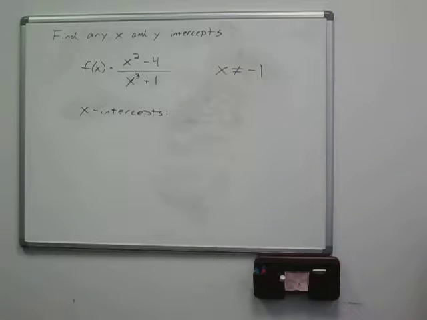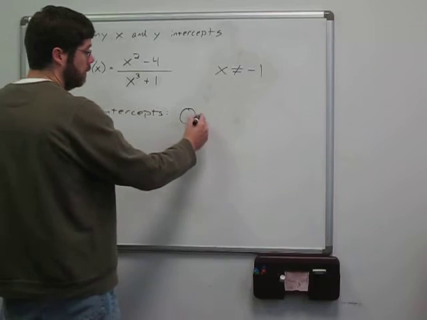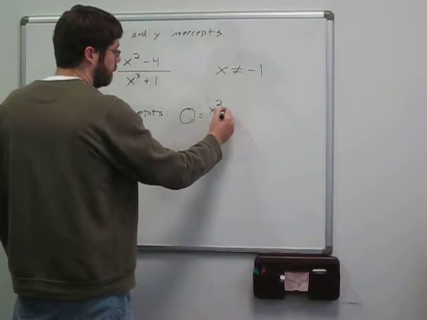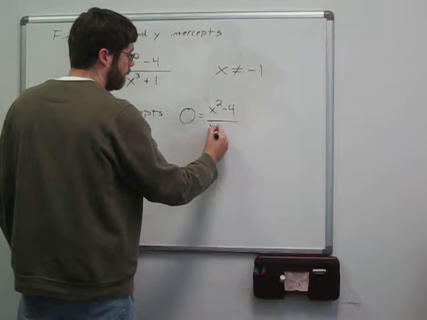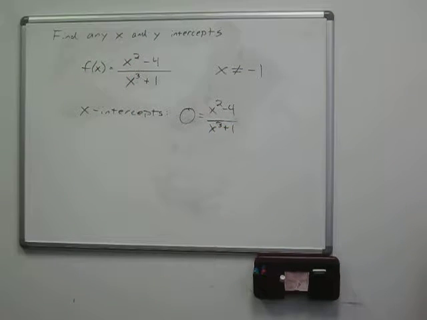Recall that the x-intercept of a graph is where the graph crosses the x-axis. The y-coordinate of any point on the x-axis is 0. So when we want to find x-intercepts, we make our y equal to 0. In other words, we set our function equal to 0 and solve.